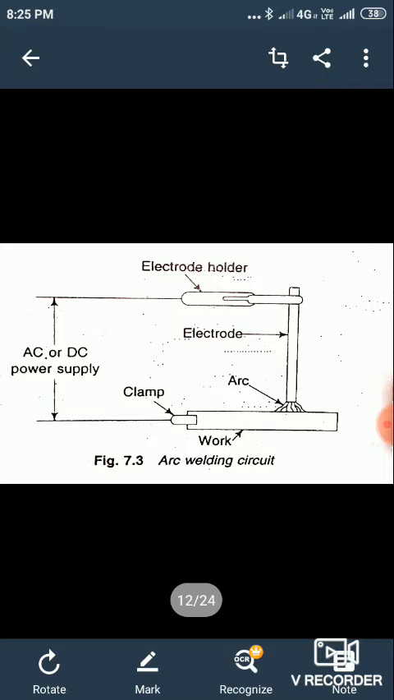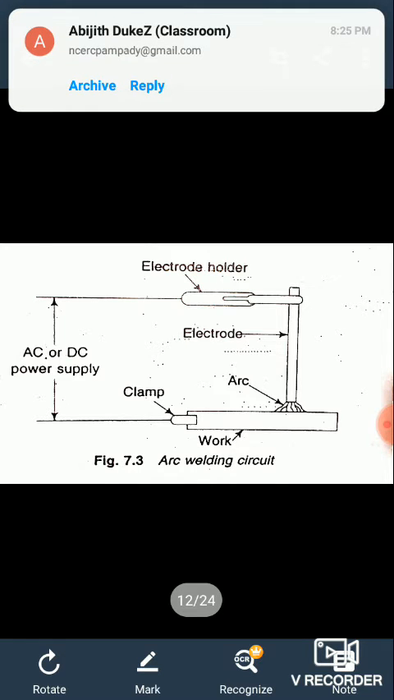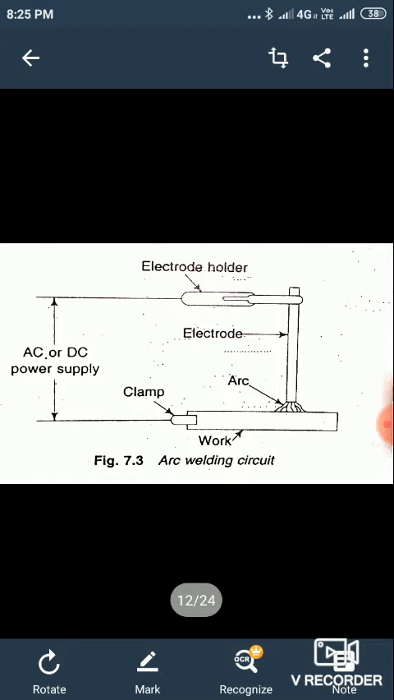Polarity is used to describe the electrical connection of the electrode in relation to the terminals of a power source. Polarity in welding refers to the direction of current in the welding process. Polarity is nothing but the direction of current in the welding process.